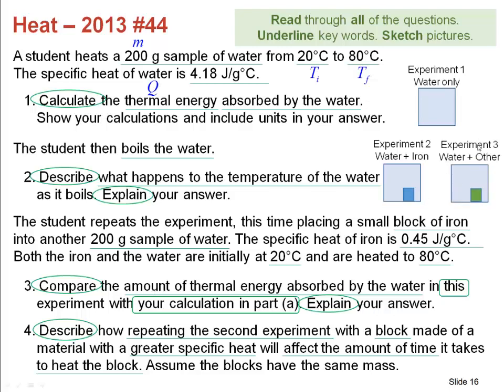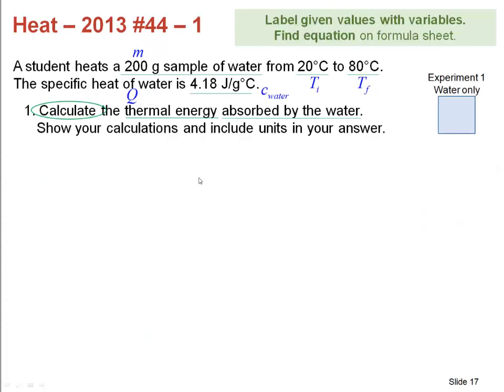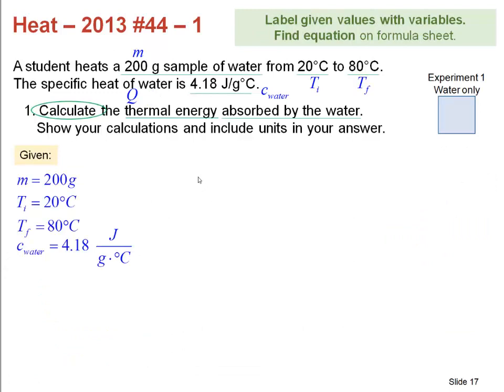We have a third experiment where you have the same amount of water, but now you put a material in there that has a greater specific heat, which means there's more joules of energy needed to raise 1 gram of it by 1 degree Celsius. So we're going to compare that experiment to the second one and how that will affect the time of heating the blocks. For the first case, we're going to have to do a calculation.